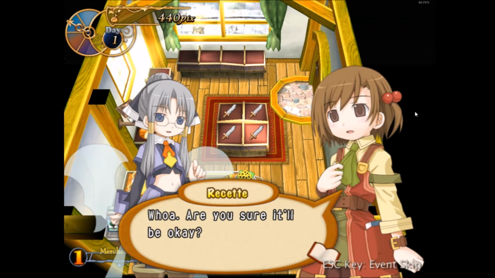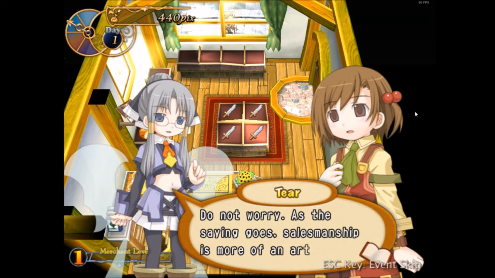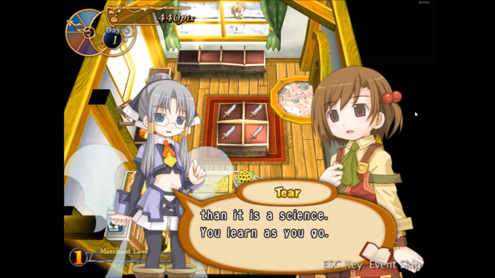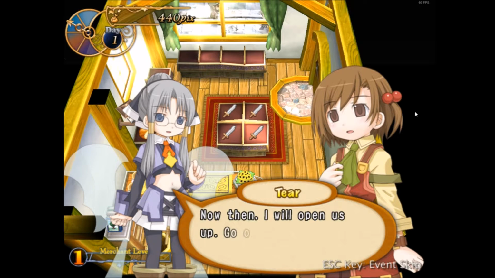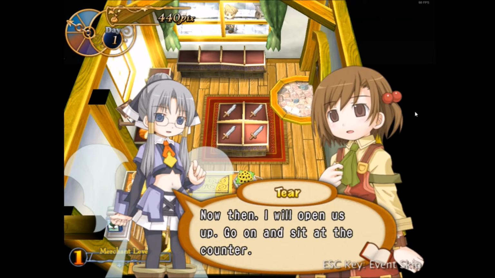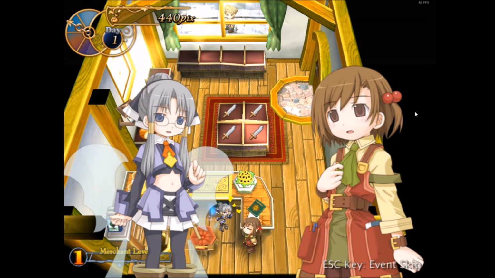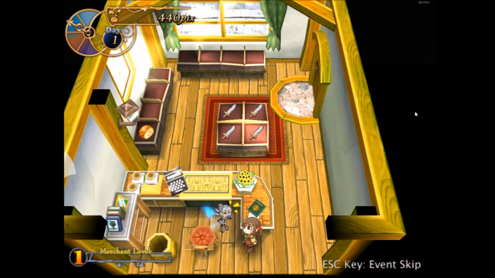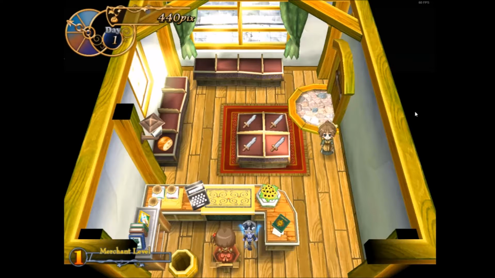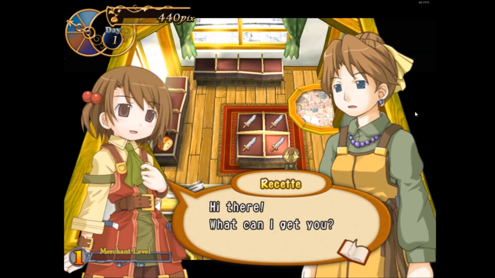Wow! Are you sure it will be okay? Do not worry. As the saying goes, salesmanship is more of an art than it is a science. You learn as you go. Now then, I will open us up. Go on and sit at the counter. Okay. Ich saß ja eben schon auf dem Counter. Warum bin ich nicht sitzen geblieben?